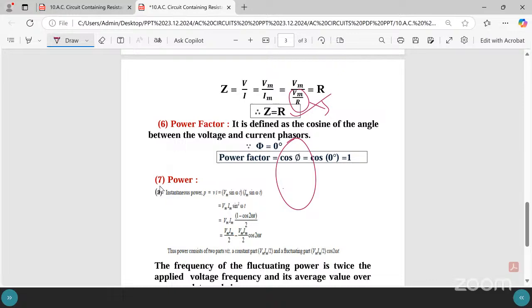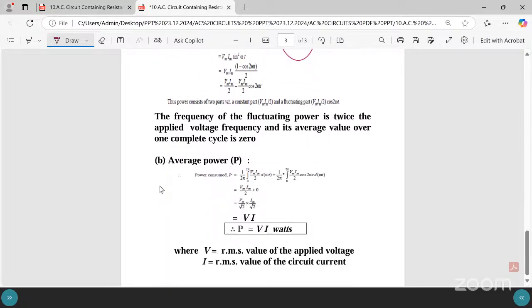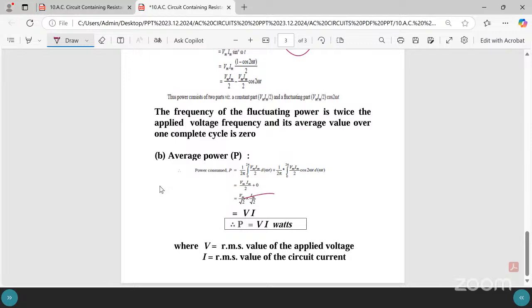The last result, remember this formula: P is equal to VI cos phi, in watts. These are called the 7 results formulas for pure resistance. This is the 10th topic, pure resistance. In the theory part, you have to write down all these 7 results for a 10 marks question.